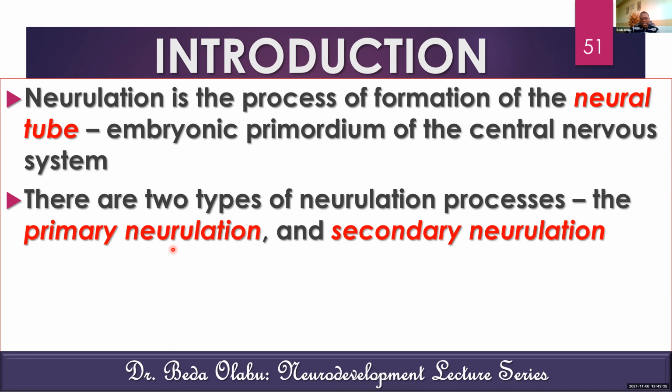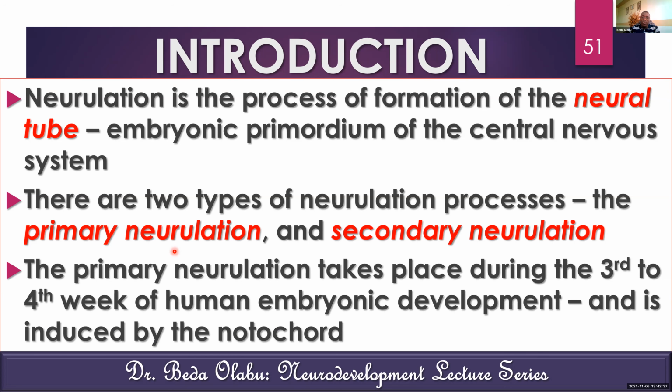There are 2 types of neurulation. We have primary neurulation and secondary neurulation. And we are going to just have a brief discussion regarding the difference between the 2. The primary neurulation event itself takes place during the 3rd to the 4th week of human embryonic development, largely beginning from day 17 after conception, and is completed by perhaps day 28 after conception. That particular event, primary neurulation, requires the presence of the notochord. So the notochord induces the process of primary neurulation.